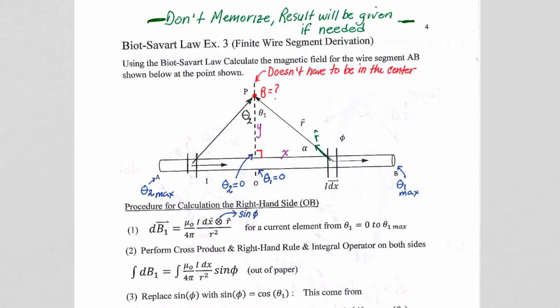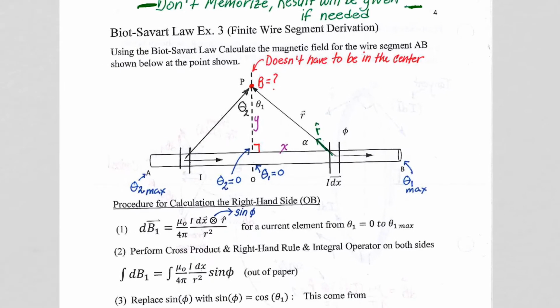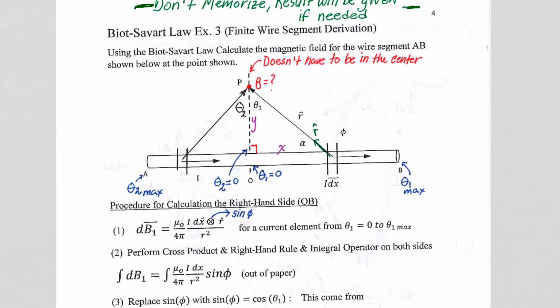What we are looking at is a section of wire, so not necessarily an infinitely long wire, but a section of wire that is going to go from point A to point B, and we're looking at calculating the magnetic field B above the wire at some point Y above the wire. And it can be anywhere above the wire. It does not have to be at the symmetric, geometric center of the wire.